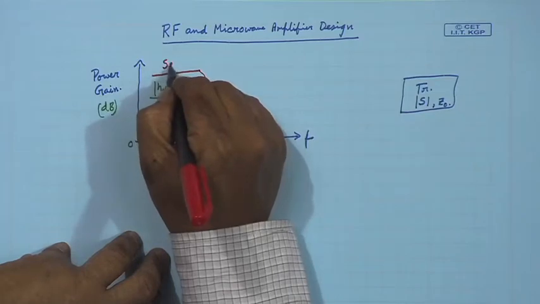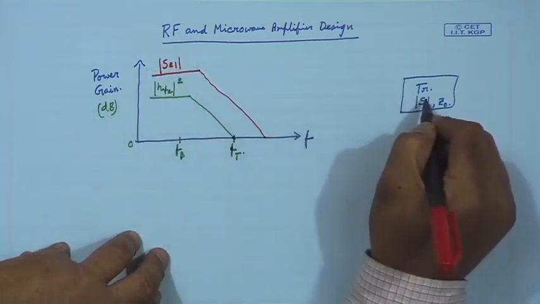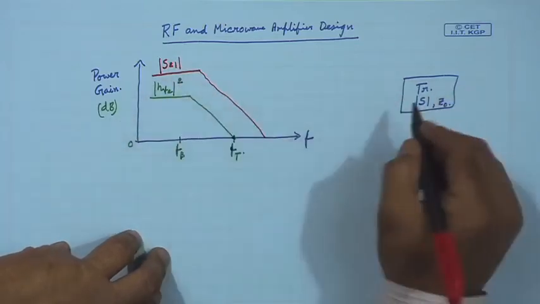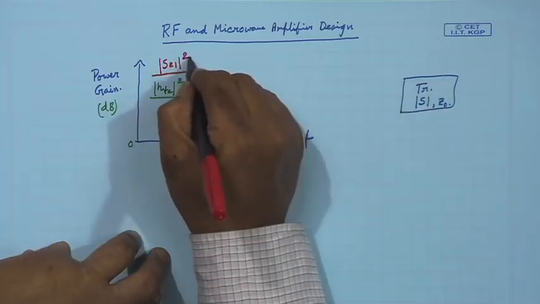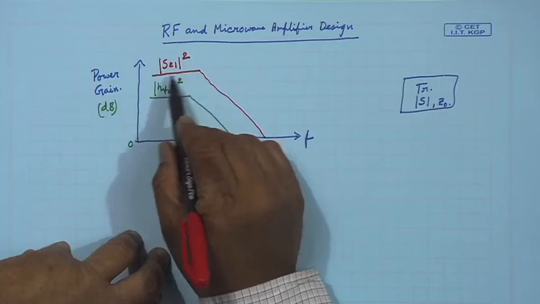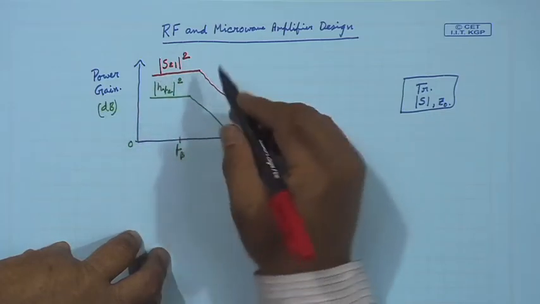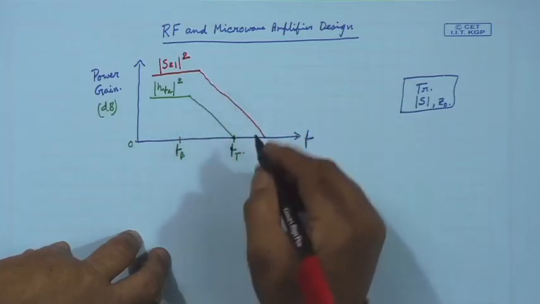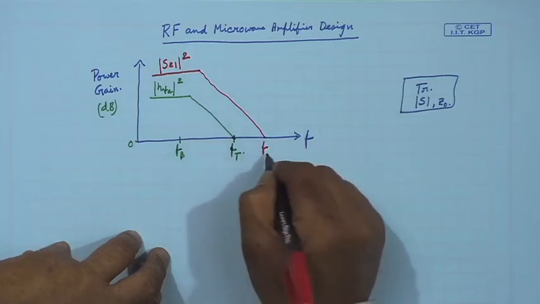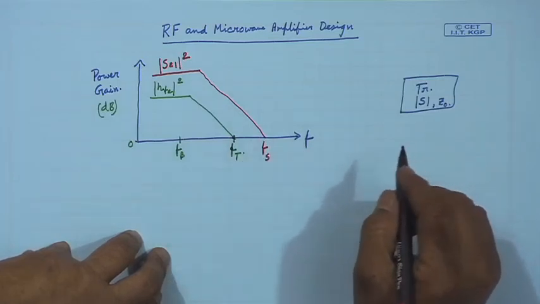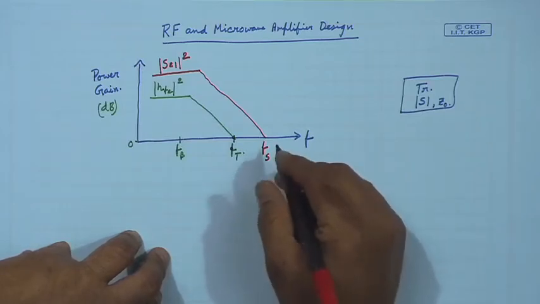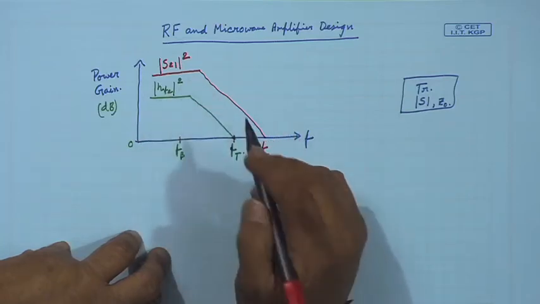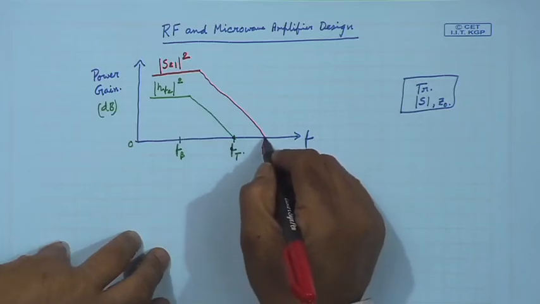Generally this S21, if we take the pure transistor and if we give some signal and out without any loading or proper matching, then this S21 square, for certain region it is flat in dB scale, and then after that it generally falls off, generally with a roll off factor, and this frequency where the power gain becomes 1, that is called Fs, the frequency at which this power gain of the transistor alone falls to 1.